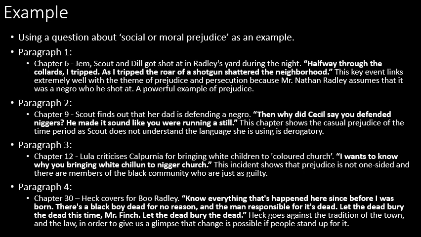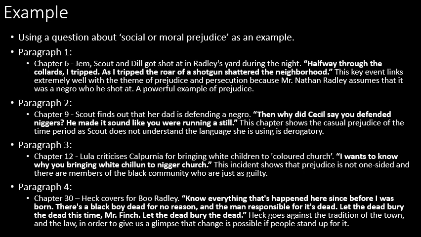The third paragraph, we can look at chapter 12, when Calpurnia takes the children to her church, and another member of the church community, Lula, confronts them, asking why Calpurnia has brought white children to the black church. This helps to understand that the prejudice is not one-sided. It's not just about white people being prejudiced towards black people, but there are members of the black community who are also guilty of being prejudiced towards white people.